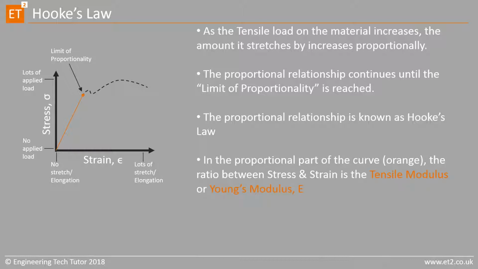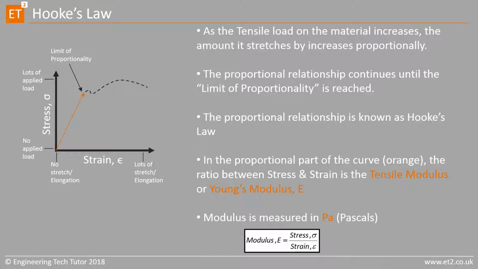The relationship between stress and strain is known as the tensile modulus. It's also known as the Young's modulus. It's given the symbol E. The modulus, be it tensile or Young's, is measured in pascals. So modulus E is stress over strain. Stress has the units of pascals, strain has no units, and so the outcome is you have modulus with the same units as the stress.